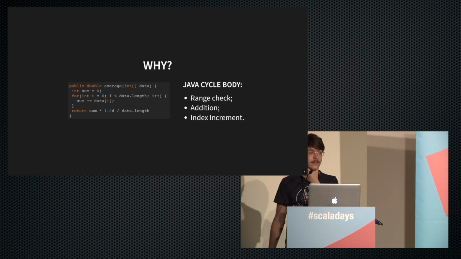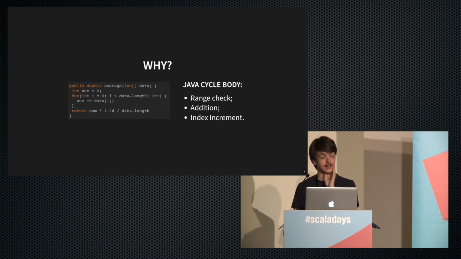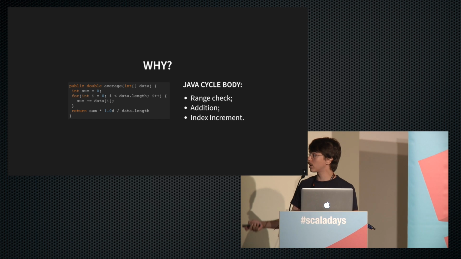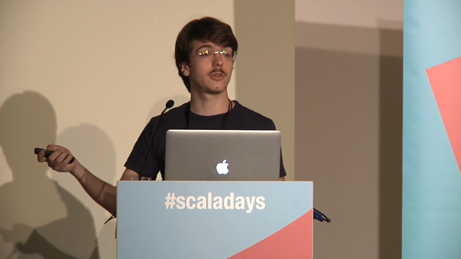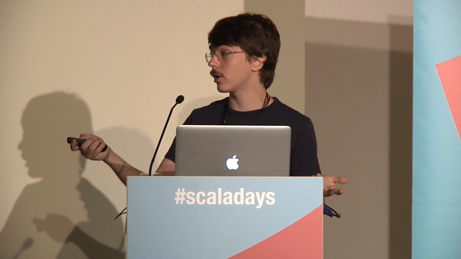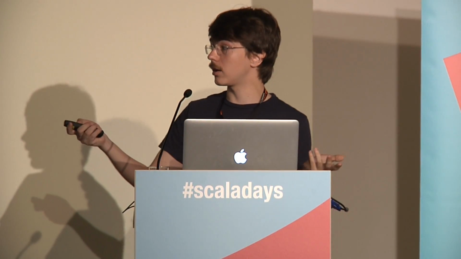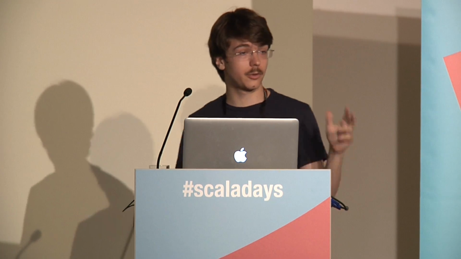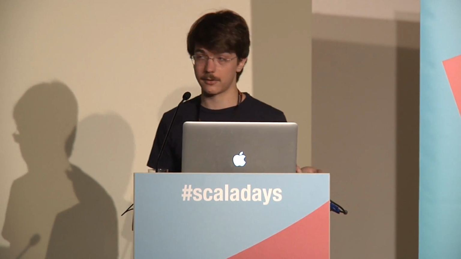So why does it run slower? Let's compare what Java does here and what Scala code does here. In case of Java, you have the range check here. So for every iteration of the cycle, you're checking if you need to do the next iteration of the cycle. You're actually going to do the addition that we're looking for. And then you'll do the index increment. So you're doing 3 operations per every iteration of a cycle, and all of those operations are really fast.